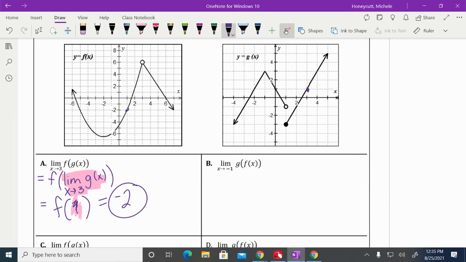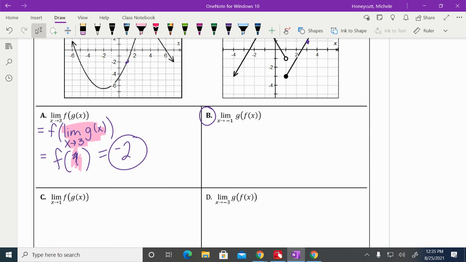Try part B and D. And on one of these, you'll have to extend the graph of g. So you can extend it following the slope to find your number. And try B and D.